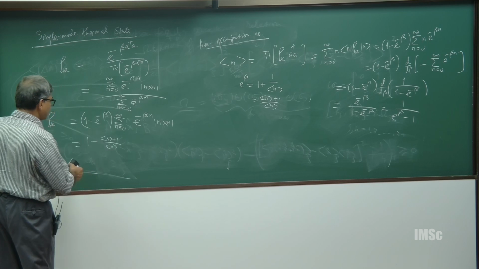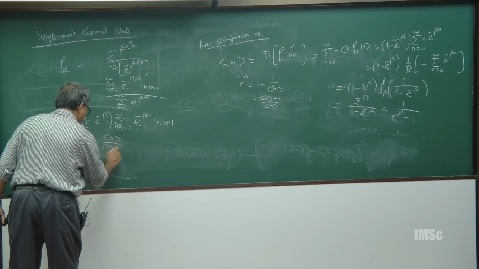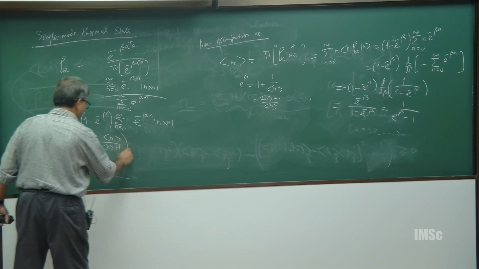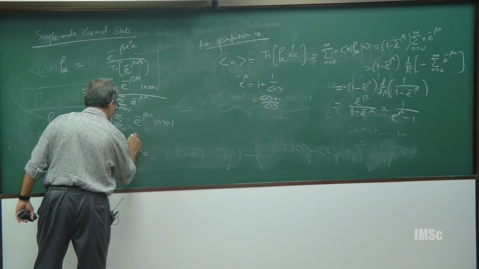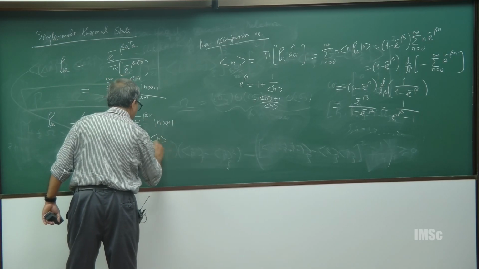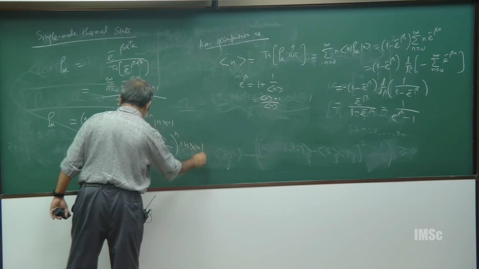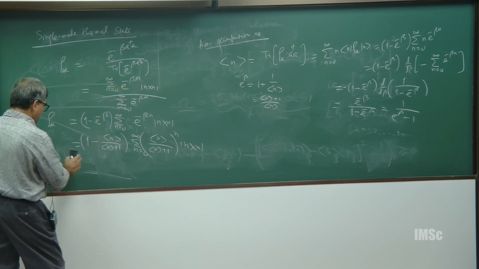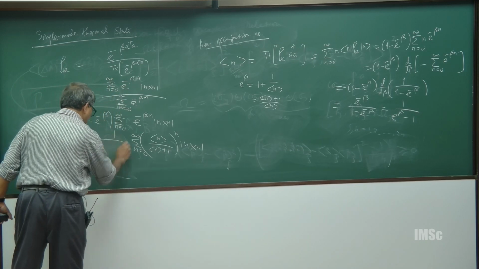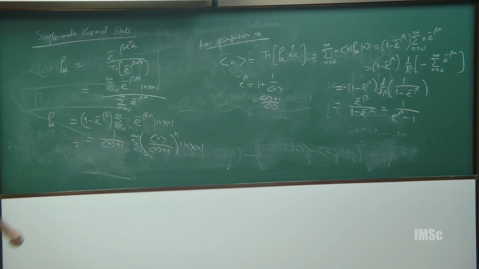So, e to the power minus beta is, sorry. Yeah, things should be consistent, okay. And then e to the power minus beta is n by n plus 1, whole to the power n. So, this is actually 1 by average plus 1. Yeah. So, this is fine. This is your thermal state, right.